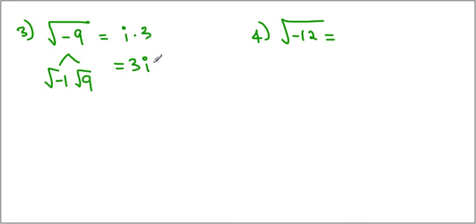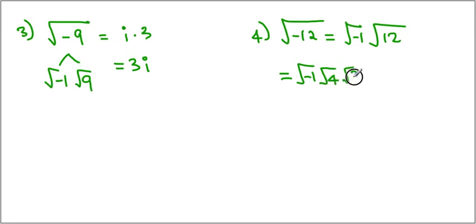How about the square root of negative 12? Now, in this case, you can first separate that into the square root of negative 1 and the square root of 12. But you know that the square root of 12 can be further separated into the square root of 4 times the square root of 3.